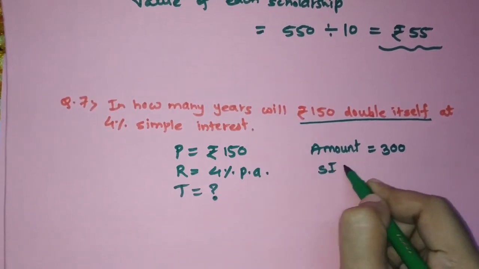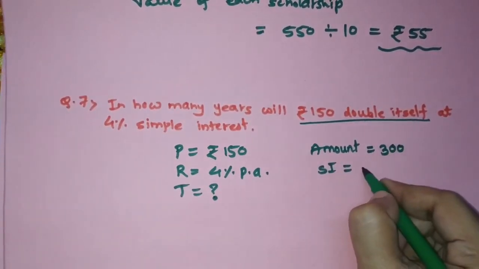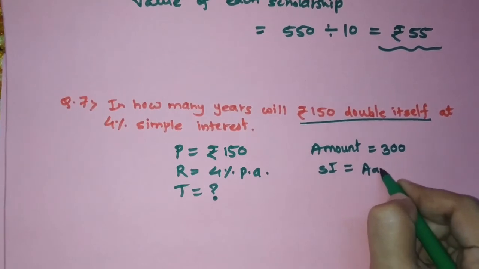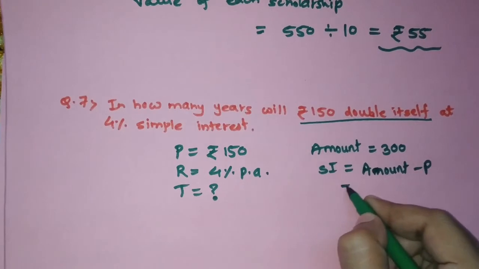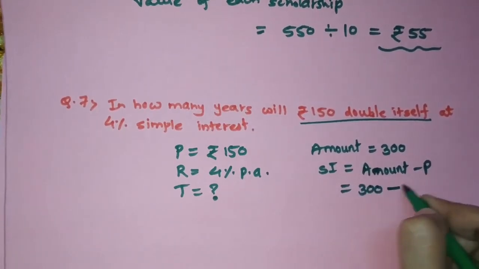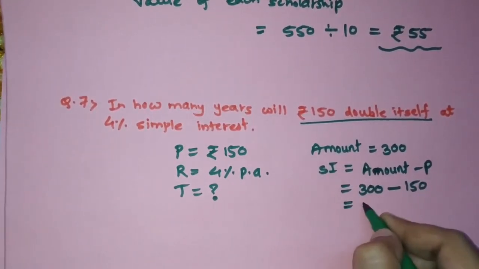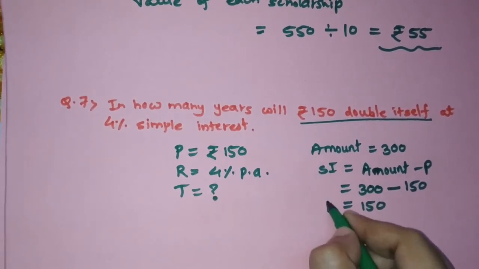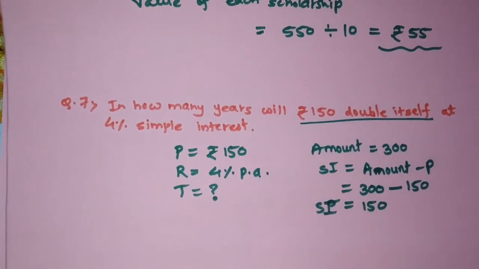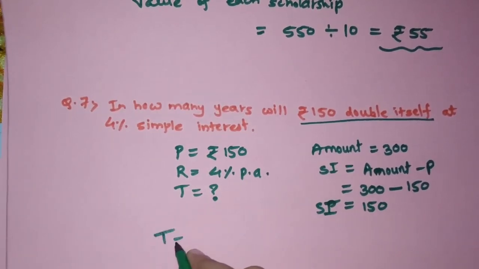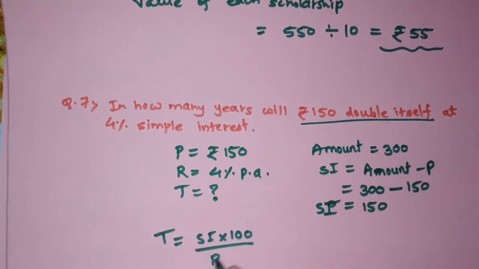We know that simple interest is nothing but amount minus principal. So amount is here double, which is 300, minus principal 150. So simple interest, SI, is here 150. Now we want to find out in how many years it took for this doubling. So we have the time period formula as SI into 100 divided by P multiplied by R.